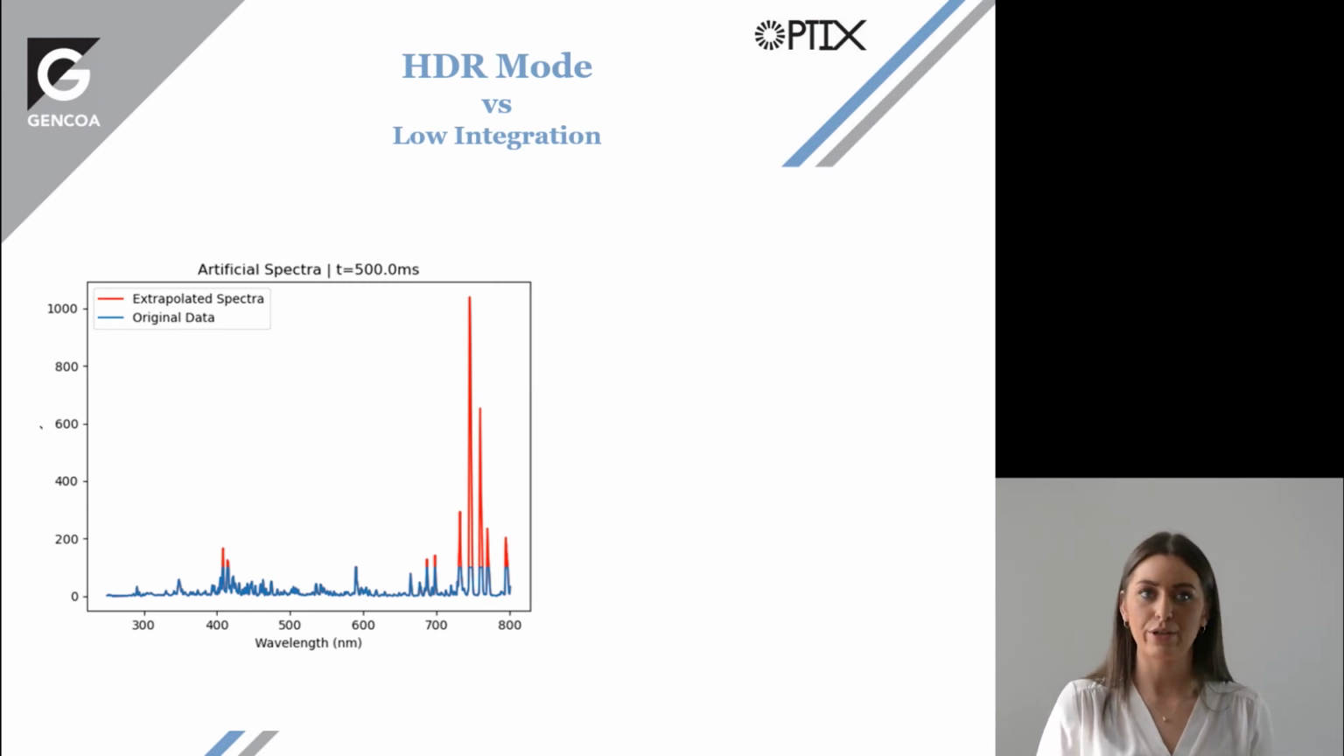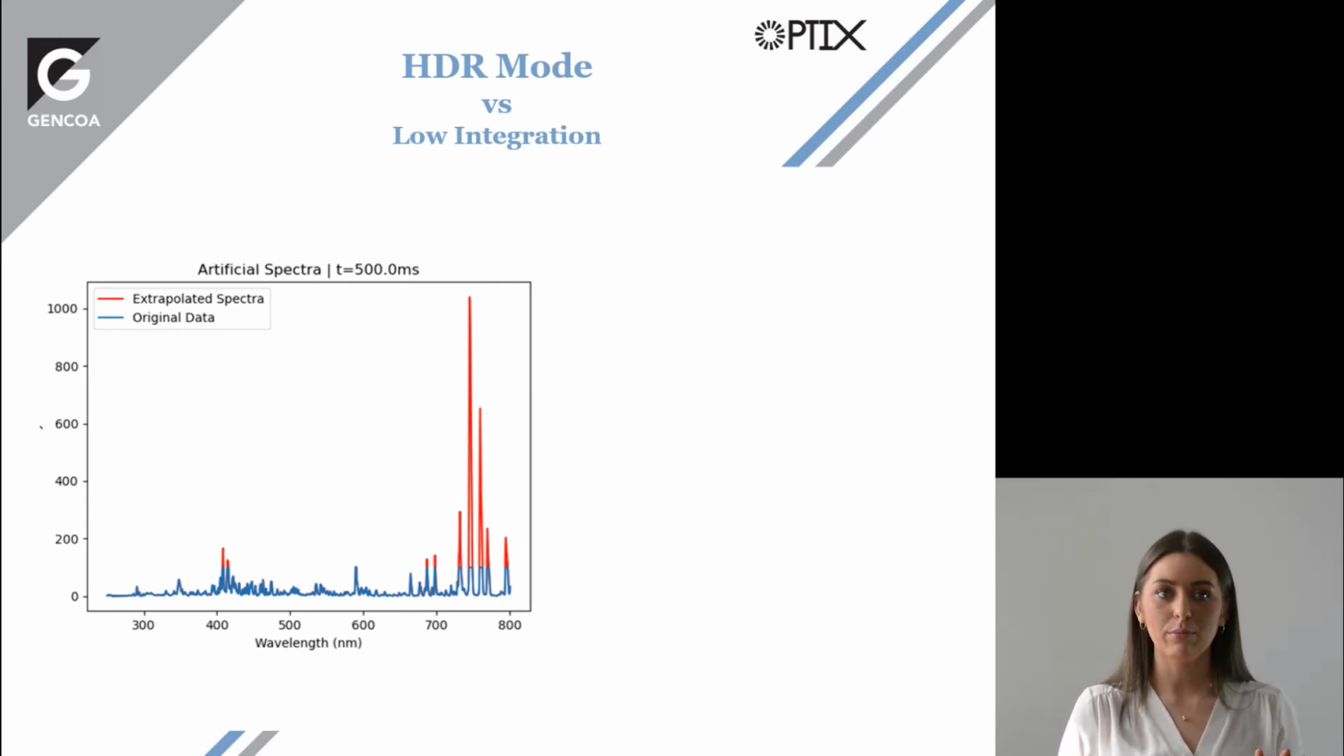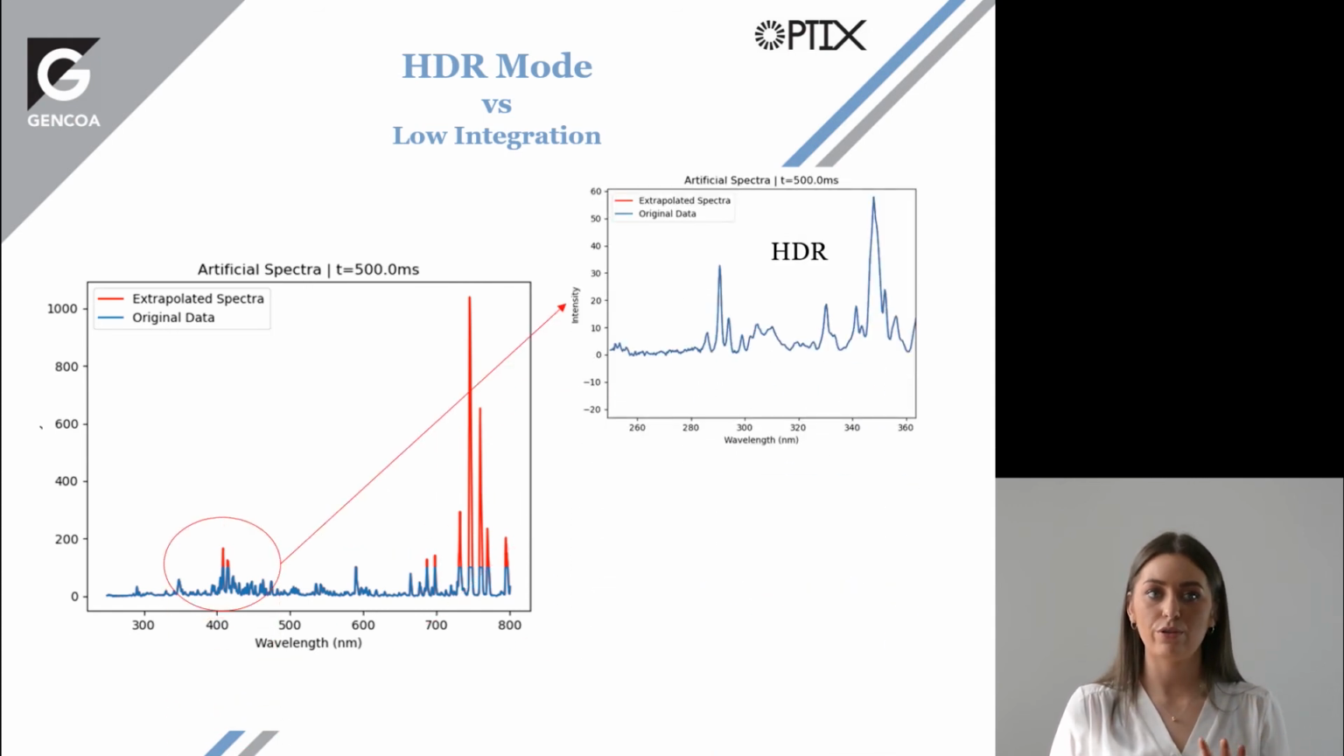So, HDR mode versus low integration. This is the same graph, but we're focusing on the 350 to 450 nanometer wavelength.